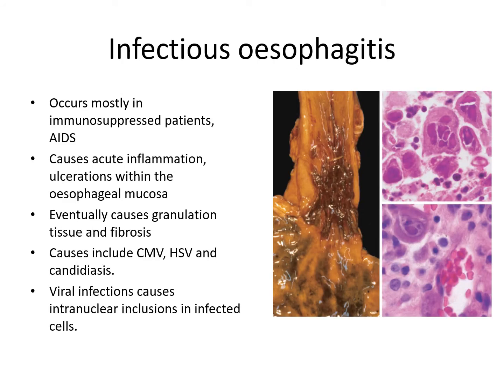Infectious esophagitis is more common in immunosuppressed patients and AIDS patients. It causes acute inflammation and ulceration within the mucosa of the esophagus. Eventually, it can cause granulation tissue and fibrosis. The causes of infectious esophagitis include cytomegalovirus, herpes simplex, and candidiasis. Viral infection causes intranuclear inclusions in the infected cells, just like these ones.